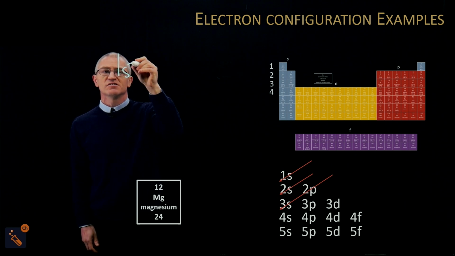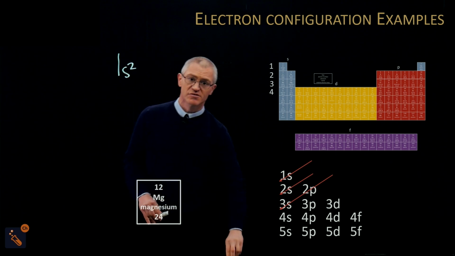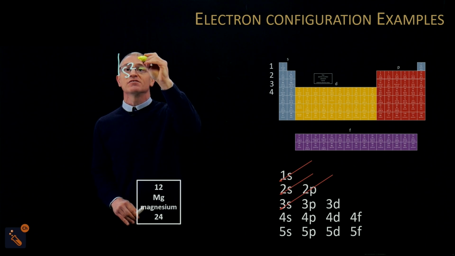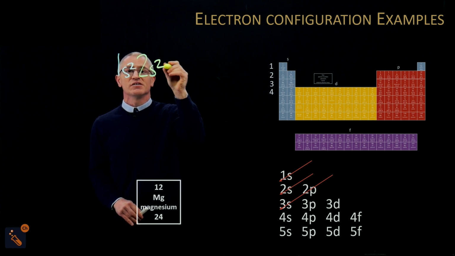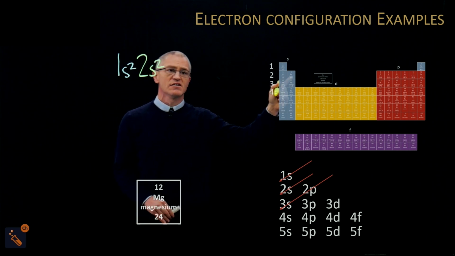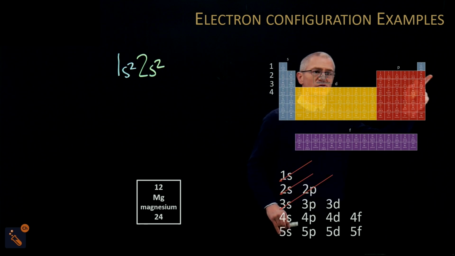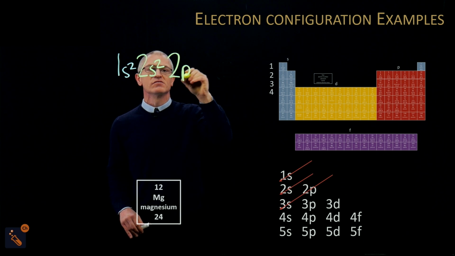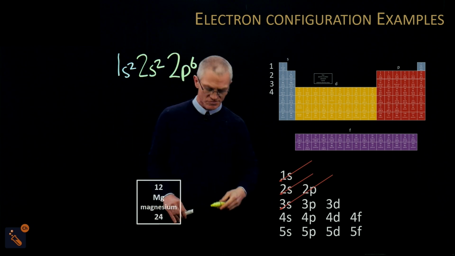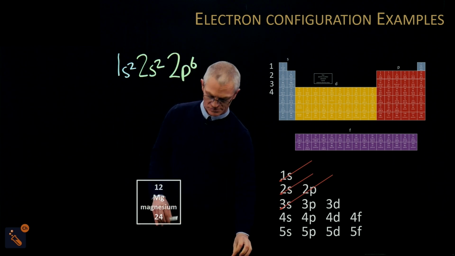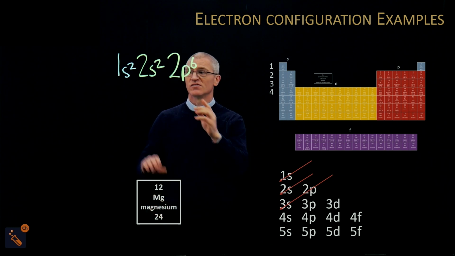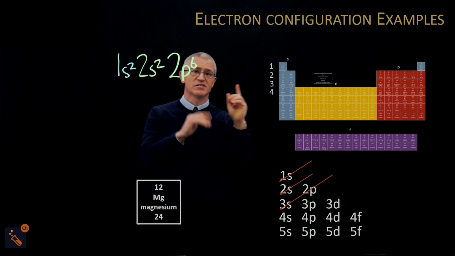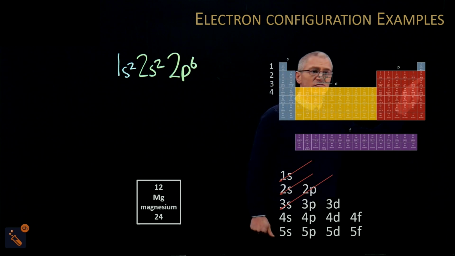So 1s2. After you've done a few of these, you will find it fairly straightforward, hopefully. 2s2. Okay, then we go all the way across. There's 6 boxes, 6 electrons, 2p6. And then we've got 10 electrons we've done so far. We need to count out 2 electrons. We've gone all the way across to here.